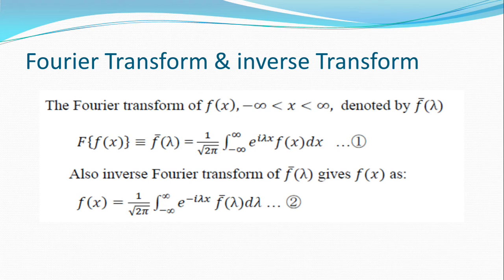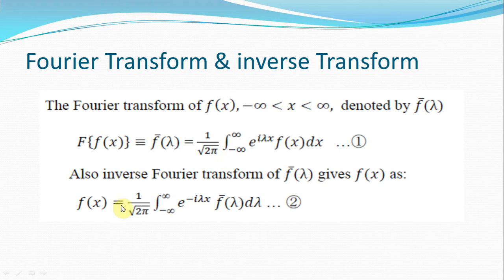We will discuss the formulas regarding this Fourier transform and the inverse Fourier transform. Fourier transform of f of x, when this x is between minus infinity and plus infinity, is denoted by f bar of lambda, also denoted by F of f of x. We read it as Fourier transform of f of x, which is equal to 1 by root of 2 pi integral minus infinity up to plus infinity e raised to i lambda x f of x dx.